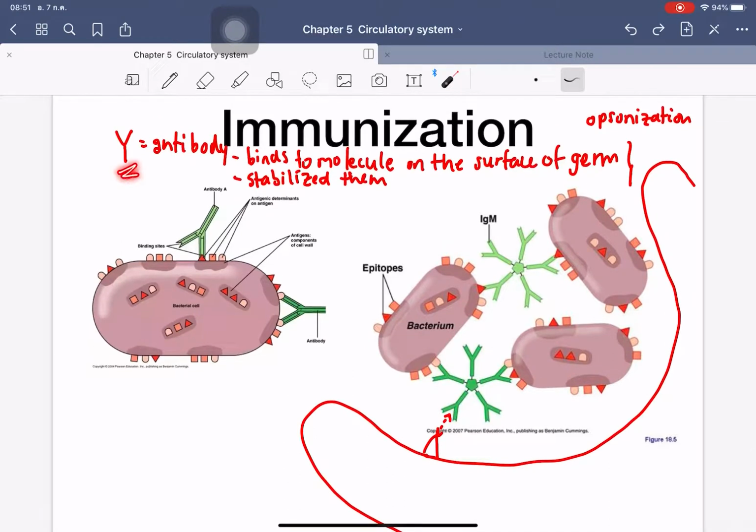The white Y-shaped molecules here are antibodies, and they bind with the specific molecules on the surface of a germ. This is the specific molecule, and this is the antibody. They bind together, and after that they can bind into more complex structures. For example, this one is a complex antibody, which we call immunoglobulin M, a specific type of immunoglobulin.